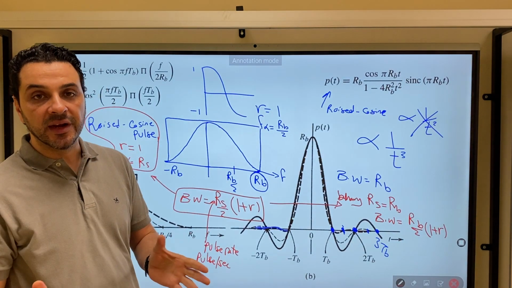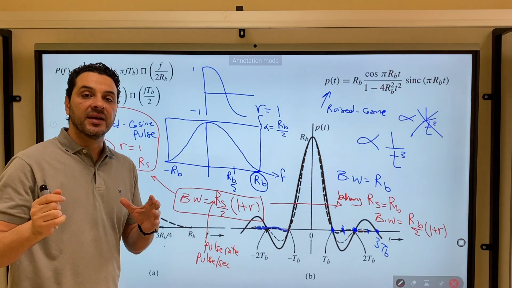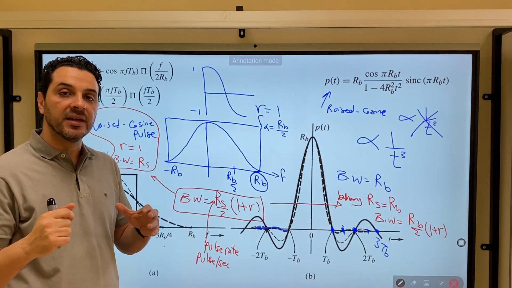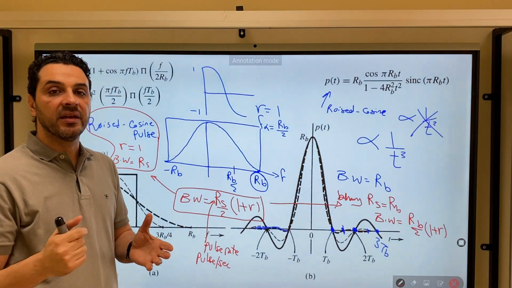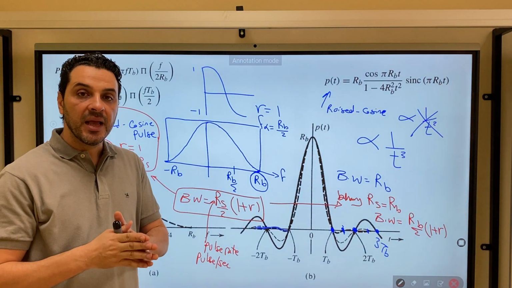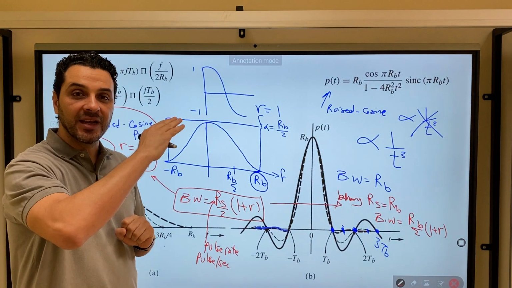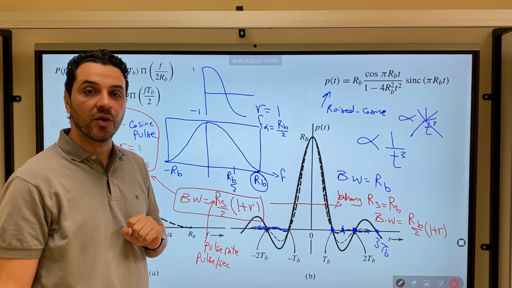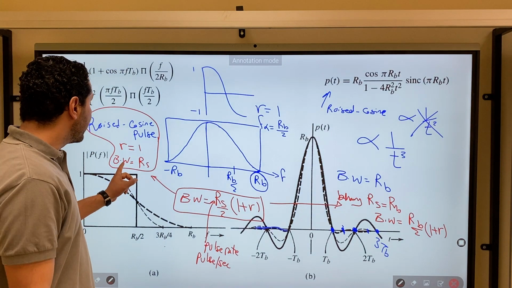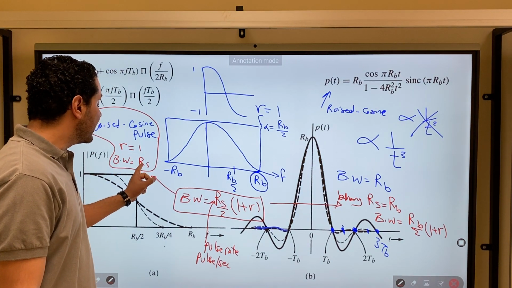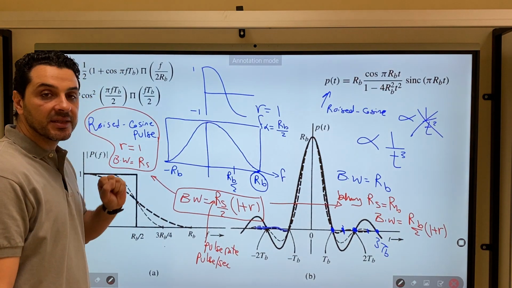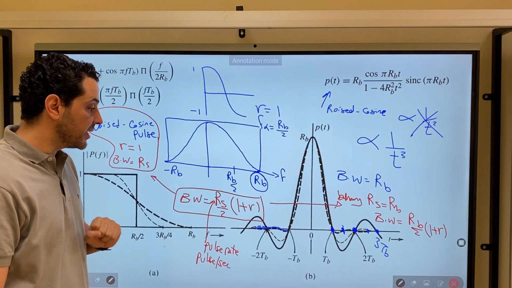So in conclusion, the raised cosine pulse is the most famous pulse that satisfies the Nyquist criterion, and at the same time it is a practical pulse. Once you see raised cosine, you know that R equals 1, the roll-off factor is 1, and you know that the bandwidth will be equal to the pulse rate, how many pulses per second.